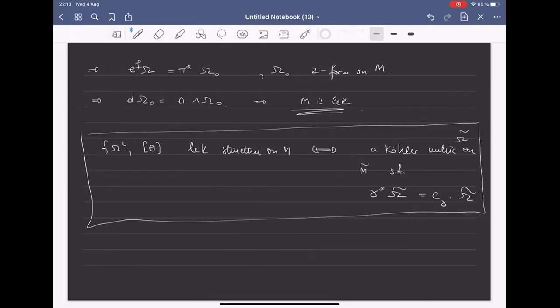Okay, so now I will finish the first lecture by giving an explicit example of an LCK manifold. So maybe the easiest example would be the diagonal Hopf manifold.